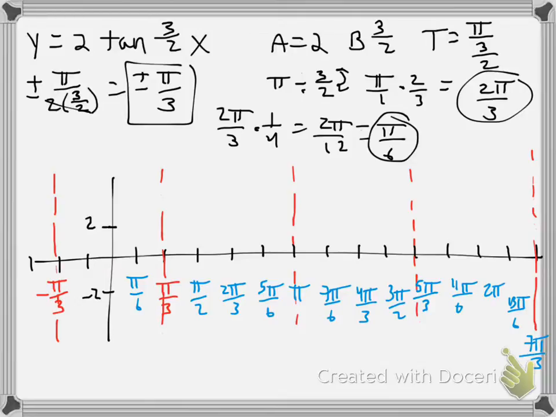And so now I just plot my points. Let's use purple. So I have an asymptote. So at this value, at negative pi over 6, I should have a dot right there at negative 2. Then at 0. Then at 2. Negative 2. 0. 2. Negative 2. 0. 2. And so I'll sketch my tangent graph.